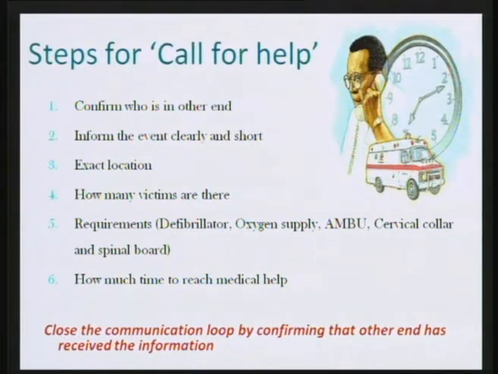So it is a closed loop communication. Once we have given this information, the rescuer should confirm that the person on the other end has received this information. It's not that there should be some disturbance in the phone call. So the person on the other end should say that we are reaching, the ambulance is coming within 5 or 10 minutes, until then you can continue with your first aid. So this is a closed loop communication. Even the rescuer knows that the medical team has listened to his information and the ambulance is on the way.